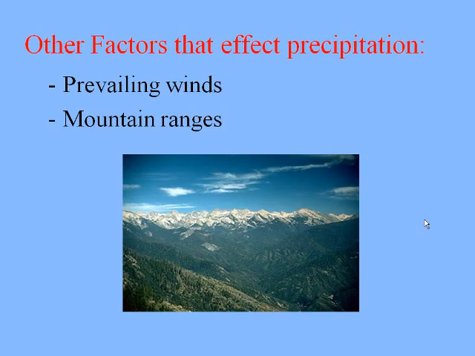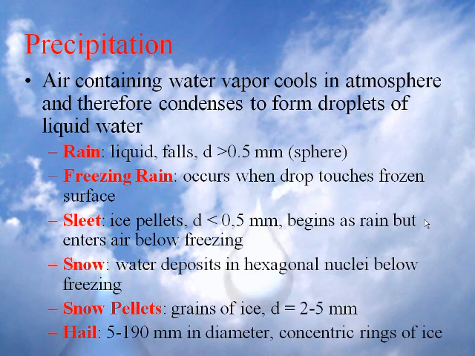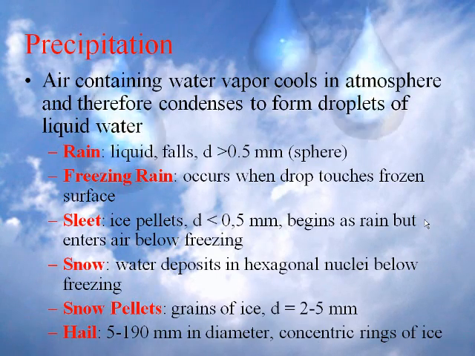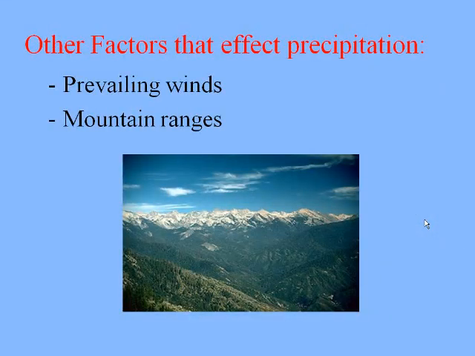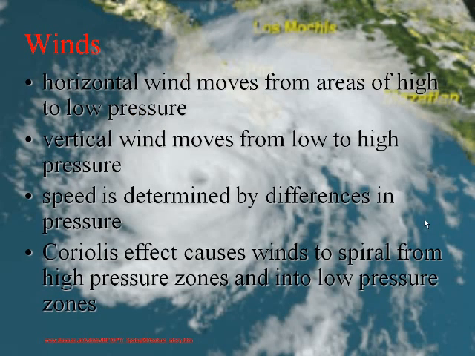Okay, so we talked about precipitation in the last slide. Just remember the different types of precipitation are all based on size and temperature. And other things that affect precipitation are the winds and the mountain ranges, which would cause or increase or decrease precipitation.